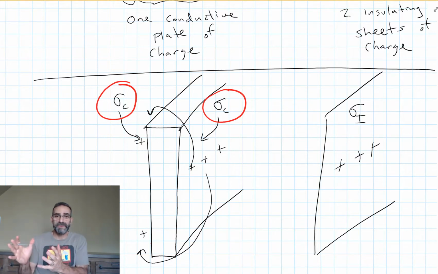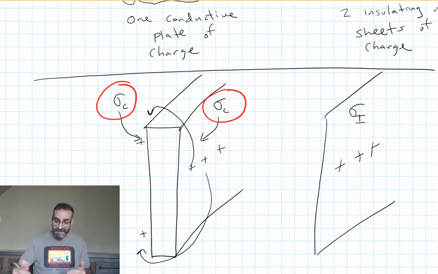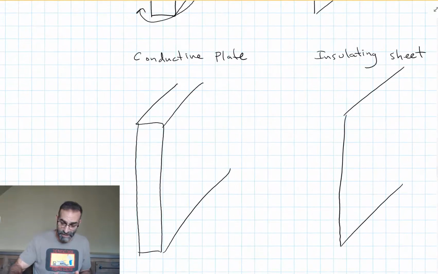Those charges can't move. So sigma insulator, we don't have to worry about. That's going to be the same whether we have a charged plate next to it or not. But those sigma c's that are on the conductive plate, when I bring another charge next to it, those are going to change. Charges are going to move, and those are going to change. So let's take a look at our situation now.